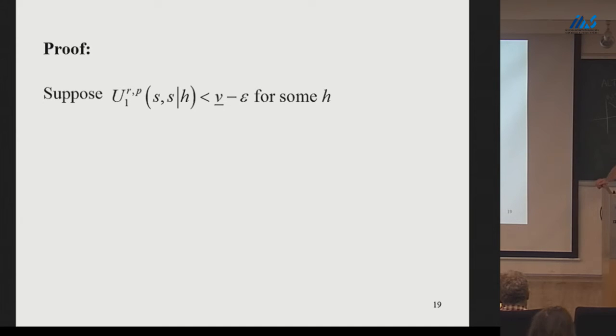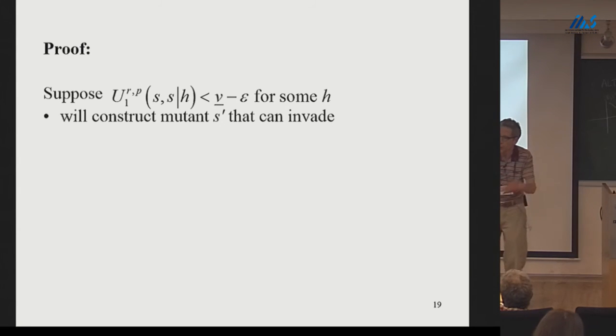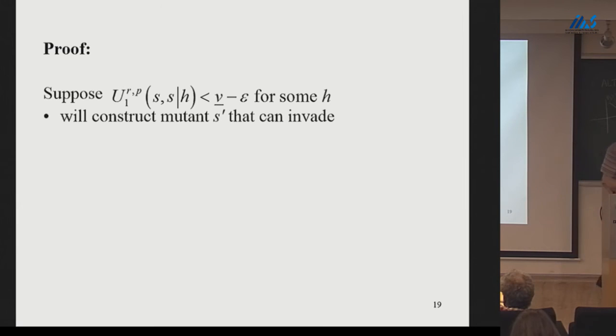Okay, so here's the idea. Suppose we had an evolutionarily stable strategy S which actually delivered a payoff less than V lower bar after some history H. What we'll do, and this is very similar to what we did when we showed that alt was not evolutionarily stable, is construct a mutant S prime that can successfully invade. And here's how S prime works.